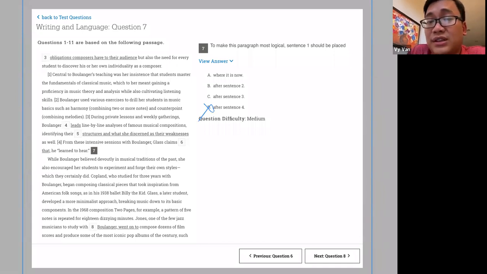Let's check out after sentence 2. Boulanger used various exercises to drill her students in music basics such as harmony. So this is going to be more specific. I know that before it, you need something more broad to capture the main idea. So I'm very confident that the answer is A.